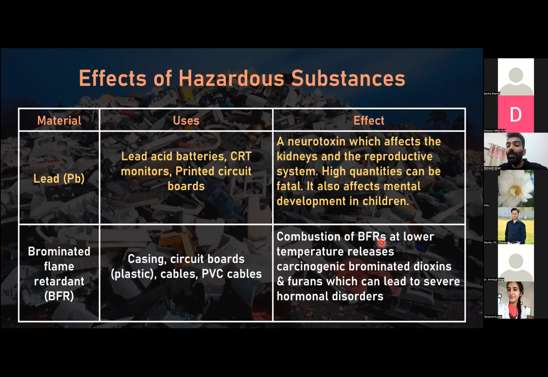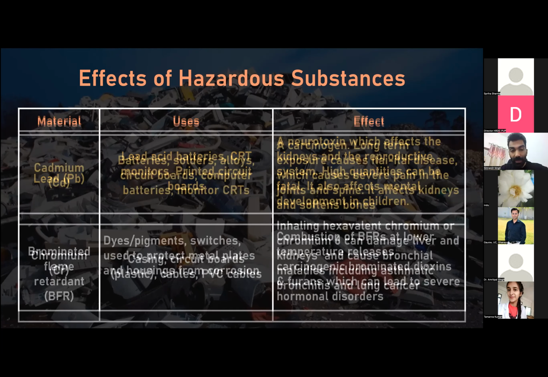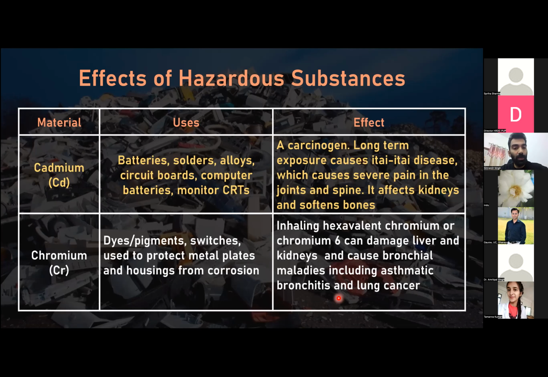Combustion of BFRs at lower temperatures releases carcinogenic brominated dioxins and furans, which can lead to severe hormonal disorders. I'm sure you already know this, but if you don't properly dispose of these plastics and BFRs, they can wreak havoc. They are carcinogenic, right? Other is cadmium, chromium. Cadmium is generally found in batteries. If you see your computer's motherboard, there's a big round flat cell. That's a nickel cadmium battery. And there are also some other nickel cadmium batteries.